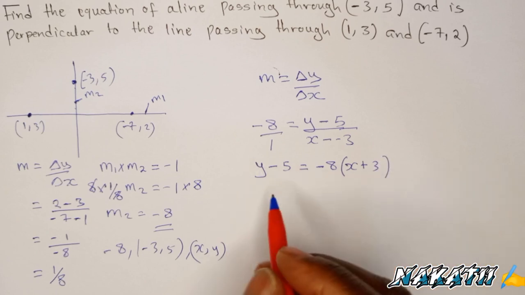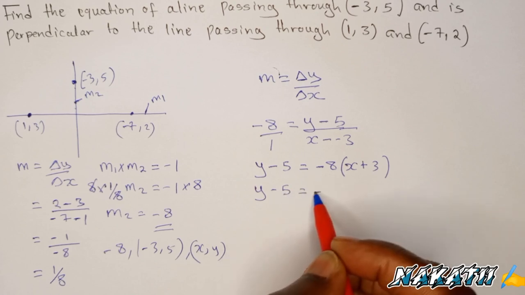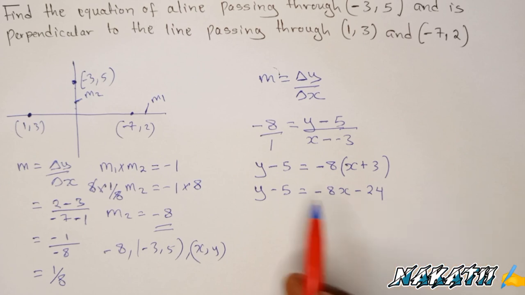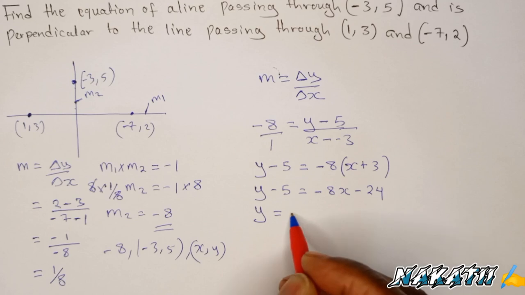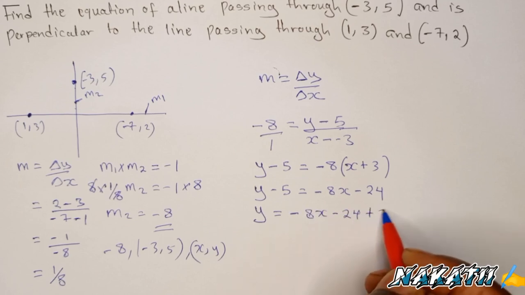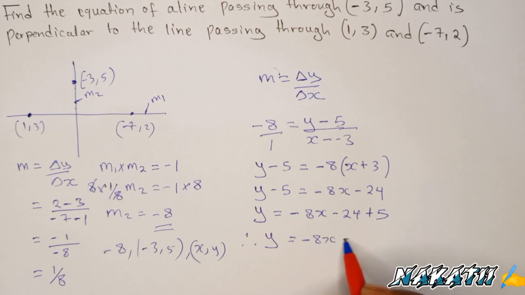Therefore you can open the bracket, and you'll have y minus 5 equals -8x minus 24. Then you can take this one the other side, so y equals -8x minus 24 plus 5. Finally your answer will be y equals -8x minus 19, since -24 plus 5 is -19, and this becomes your answer.